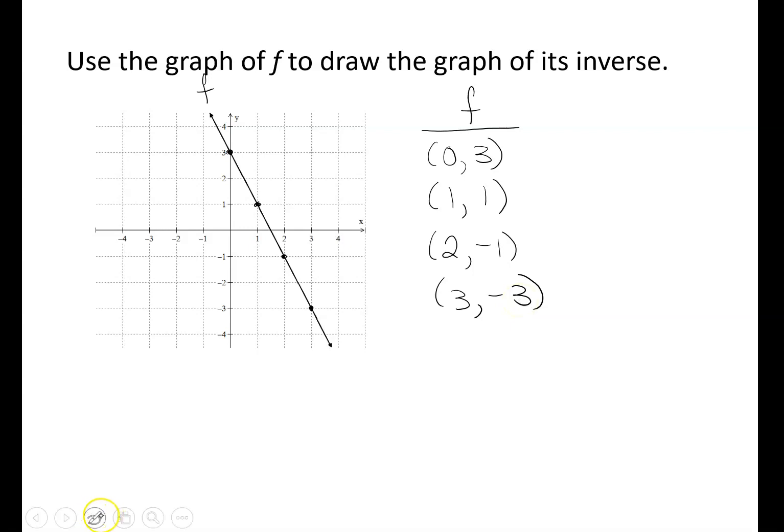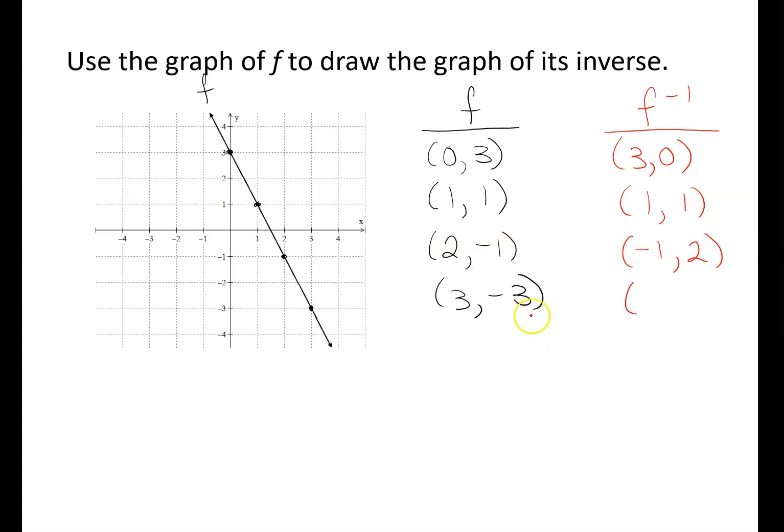Okay, so now out to the side of that, we're going to write F inverse. And each ordered pair, we're going to switch x and y. So now we have 3, 0. When we switch 1, 1, it's still going to be 1, 1. Our third point will be negative 1, 2. And then the last one, negative 3, 3. So you switch the x and the y. You do not change any signs. Okay, do not change the signs.